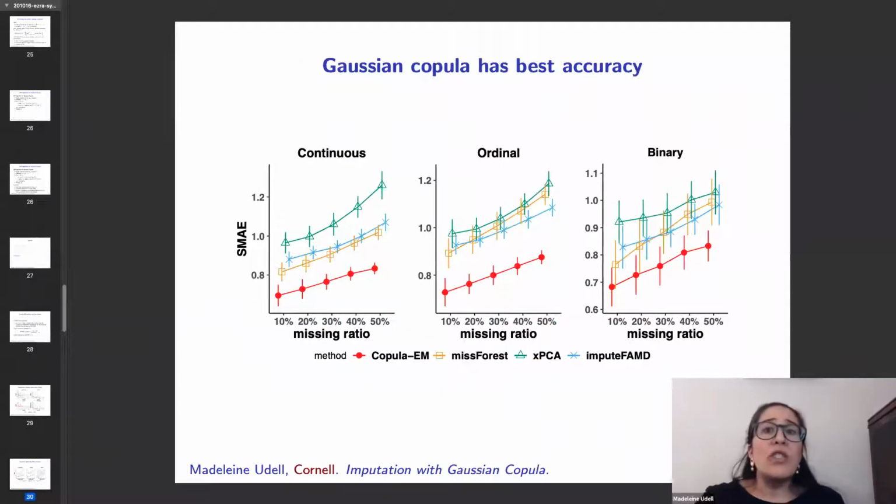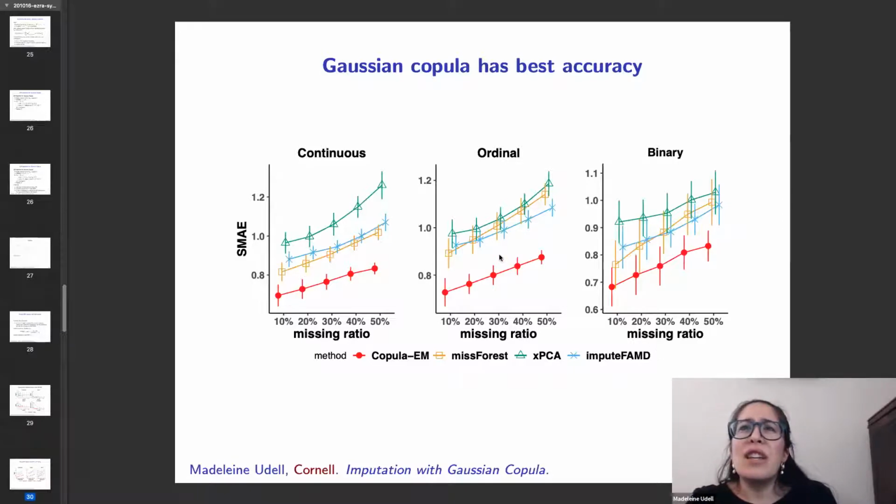You can compare this to a bunch of other methods for missing value imputation on the synthetic data, and you can find the Copula EM has the best imputations, the lowest error, compared to a bunch of other methods, including parametric methods, semiparametric methods like XPCA, non-parametric methods like Miss Forest, which is based on random forest ideas, and impute FAMD, which is also based on PCA.